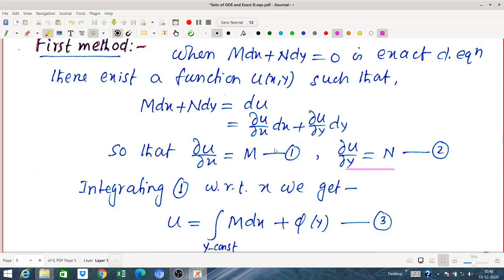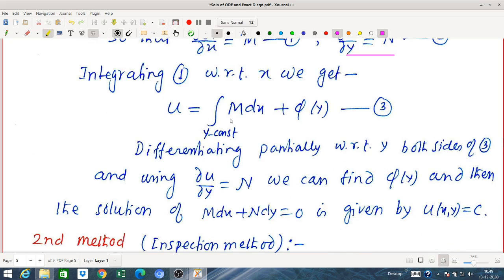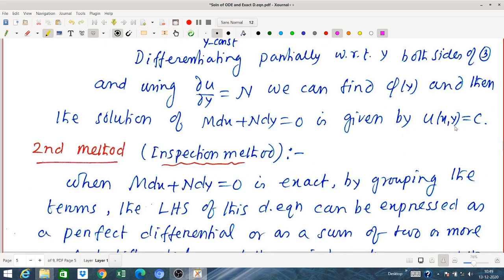Why? Because whenever M dx plus N dy equal to du, this M dx plus N dy equal to 0 will become du equal to 0. Differential of a single function equal to 0. Now, if we integrate it, what we shall get? u equal to c, meaning u(x,y) equal to c. So this is the solution. That's why after finding phi y, we know u. Therefore, the solution is given by u(x,y) equal to c. c is an arbitrary constant. So this is the first method.